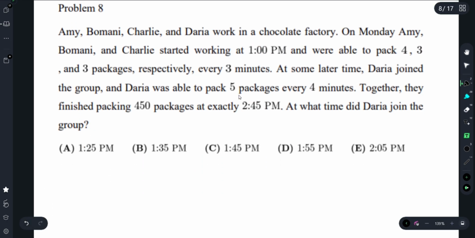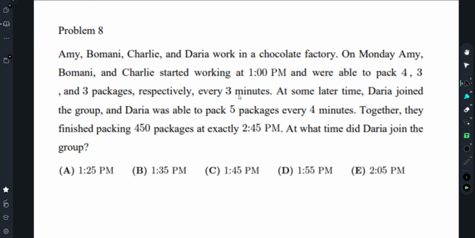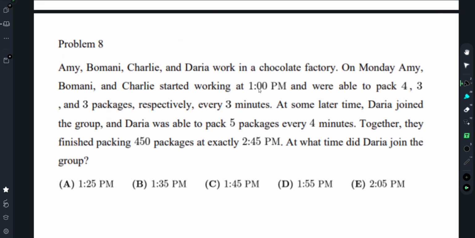Number 8. Amy, Bomani, Charlie, and Dario work in a chocolate factory. On Monday, Amy, Bomani, and Charlie start working at 1 p.m. and were able to pack 4, 3, and 3 packages respectively every 3 minutes. At some later time, Dario joined the group, and Dario was able to pack 5 packages every 4 minutes. Together, they finished packing 450 packages at 2:45.